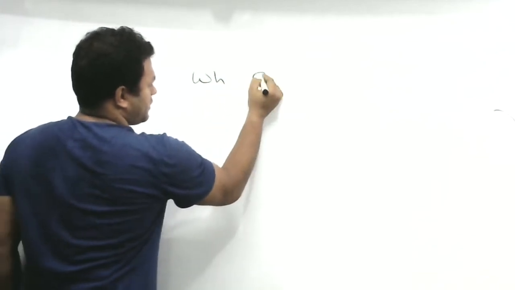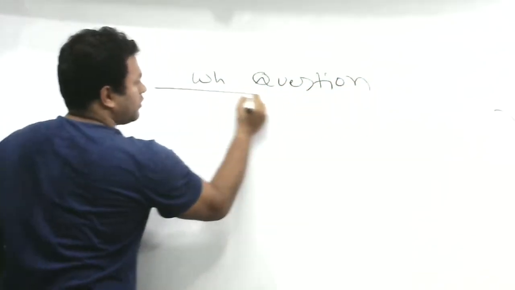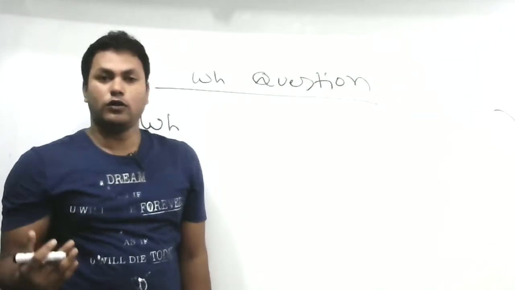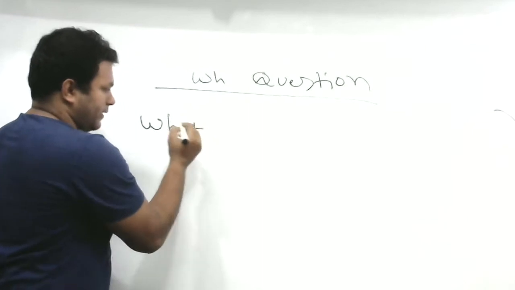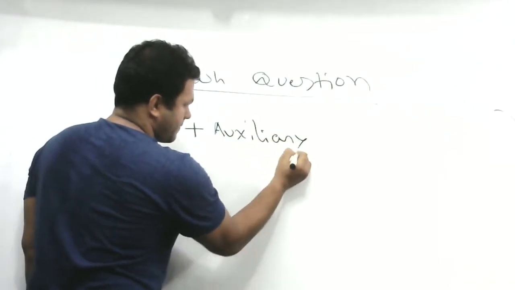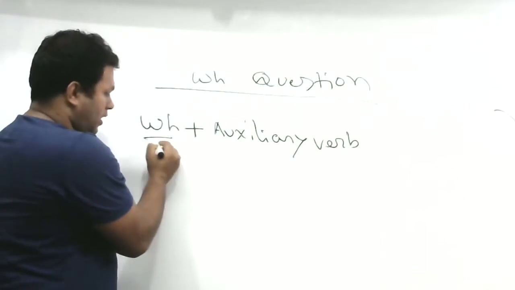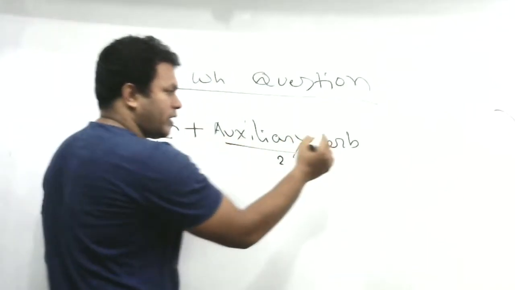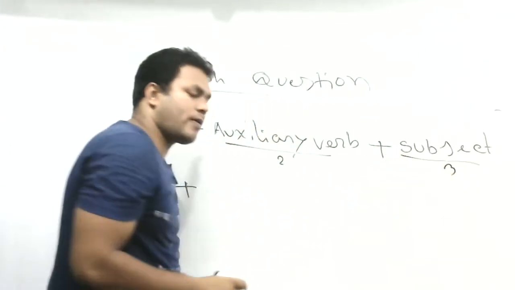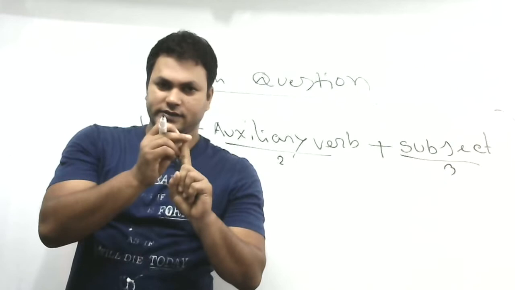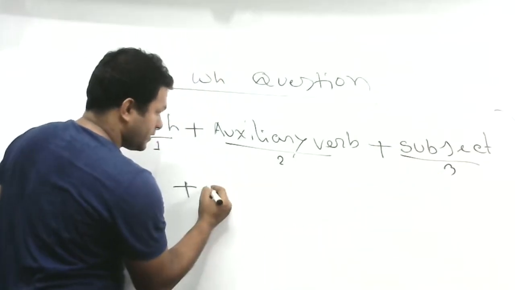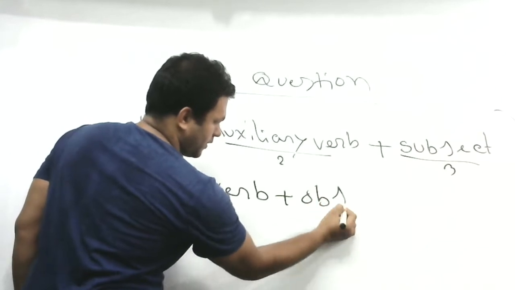Now I am going to write here the WH question structure. First of all, you will have to take a WH word like who, what, which, where, when, how long. This will be the WH. Then you will have to take the auxiliary verb. Then the subject. You should remember: first WH, second auxiliary verb, third subject, and the fourth will be verb plus object.